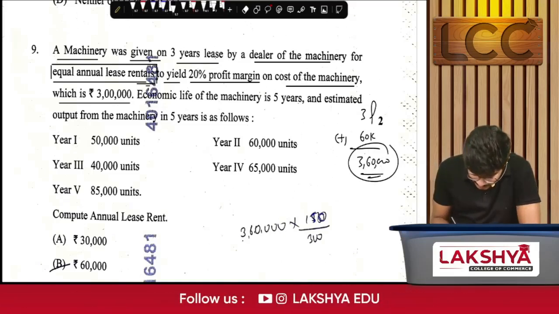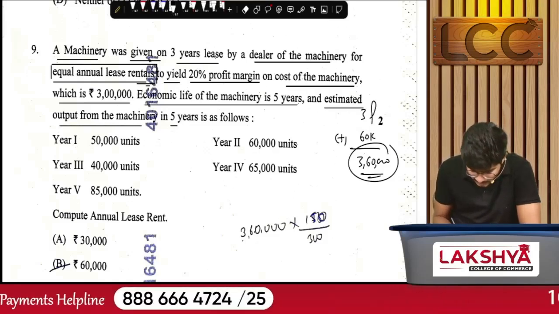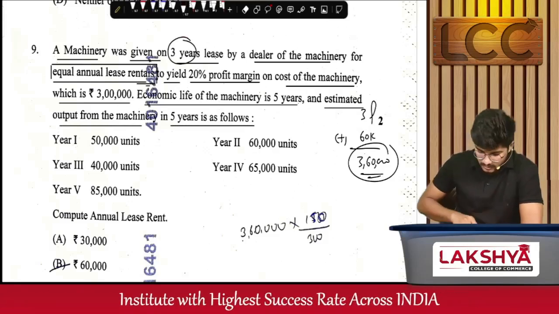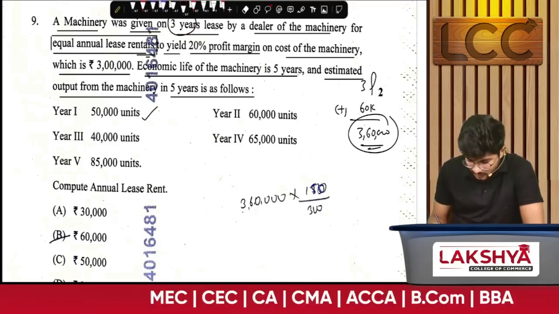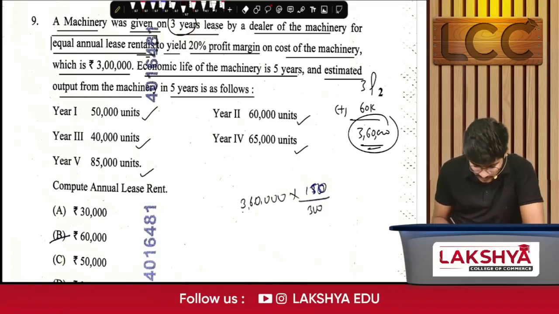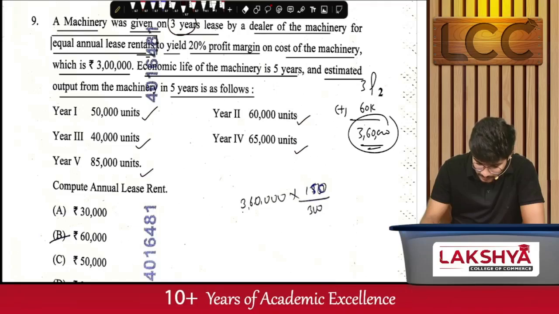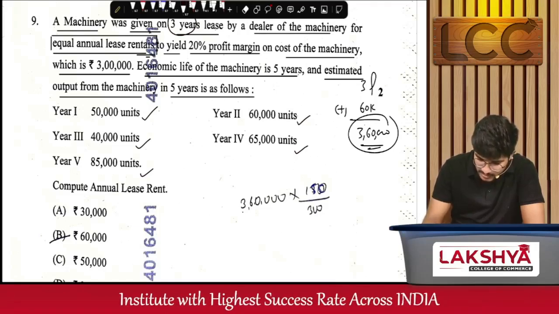Now the question is, the economic life of the asset is 5 years and the estimated output from the machine in 5 years is as follows. But the given lease period is only 3 years. Now observe the output basis. Year 1 50,000, year 2 60,000, year 3 40,000, year 4 65,000, and year 5 is 85,000. Total output from the machine is 50,000 plus 60,000 plus 40,000 plus 85,000 plus 65,000.